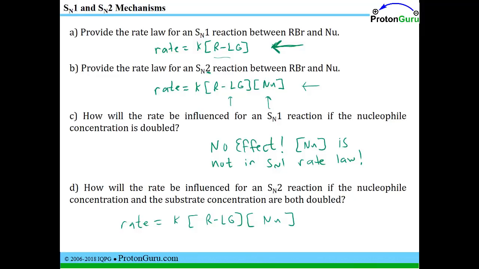The last question on this page is how will the rate of the SN2 reaction be influenced if the nucleophile concentration is doubled and the substrate concentration is doubled as well. We start out with this rate law provided here, and if the concentrations each become doubled, 2 times 2 would be a factor of 4, by which the rate would change: 4 times what it would have been otherwise.